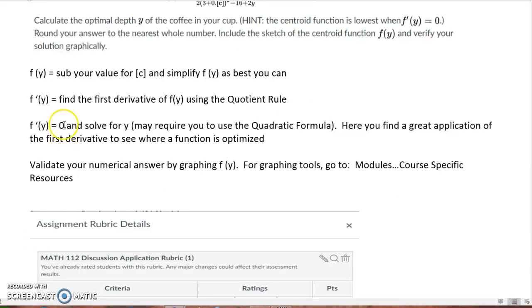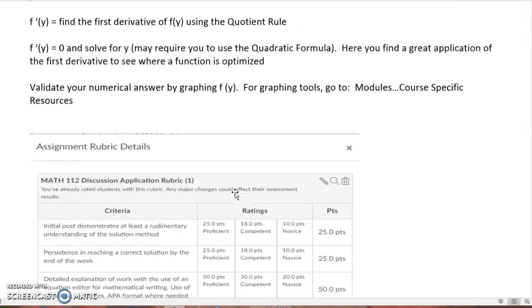So again, 3 very clear steps here, and then a graphing tool to graph the original f of y function. And where your tangent line has a slope of 0, or is parallel to the x-axis, you'll know that's the point on the graph that should coincide with what you found numerically for the value of y. Good example to see that.